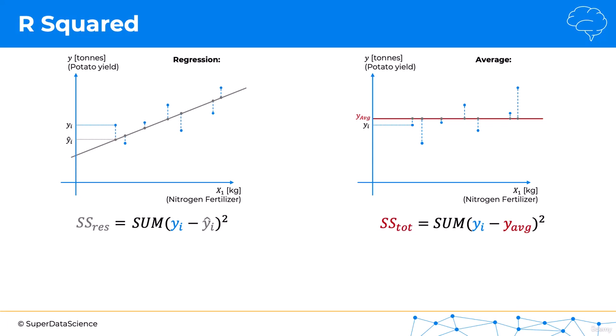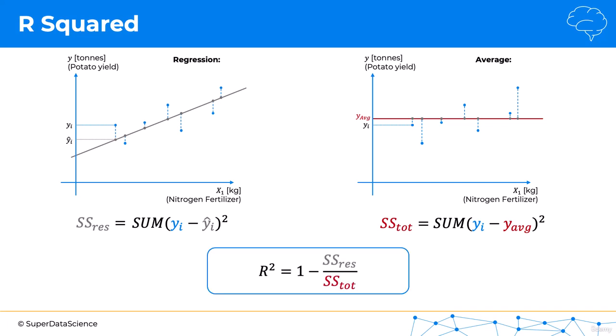And it's similar to the residual sum of squares, but instead of using yi hat, we're looking at the difference between yi, the actual value, and y average, the average value of our data set. And now we can calculate R-squared. R-squared is defined as 1 minus the ratio between the residual sum of squares and the total sum of squares.